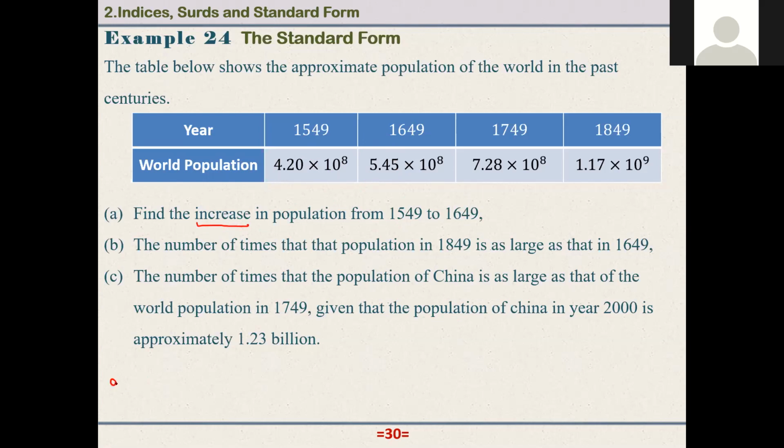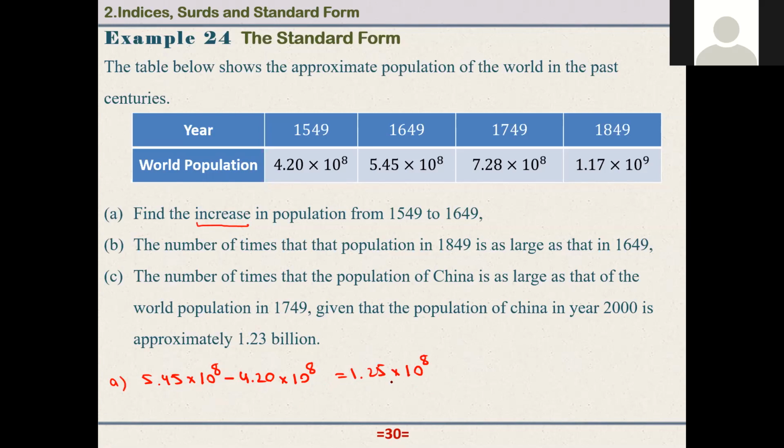So the question A, the answer will be the increase, that is 5.45 times 10 to the power 8 minus 4.20 times 10 to the power 8. And how do you evaluate this? 10 to the power 8 is a common factor. And 5.45 minus 4.20, what is it? It is 1.25, right? So that is 1.25 times 10 to the power 8.